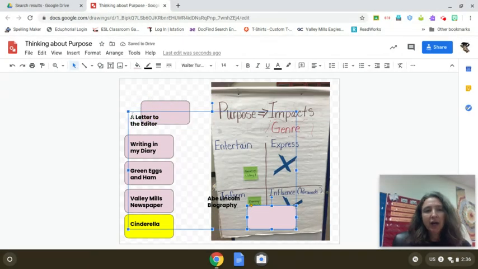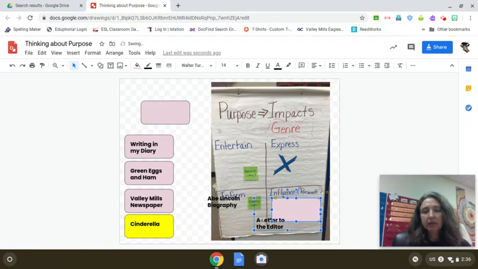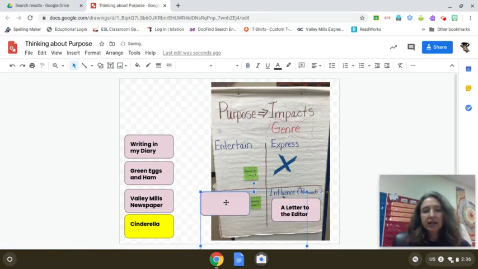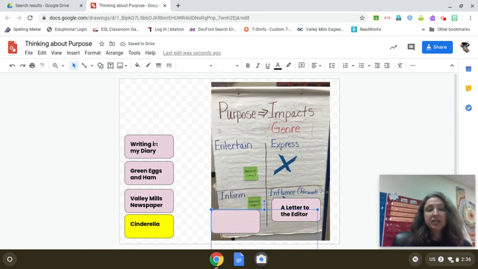All right, how about when you write in your diary? What would be your purpose when you're writing in your diary? What would that purpose be? You can think about it a little bit while I move these boxes around. All right, if you said that writing in your diary would be to express your feelings, you would be correct. So that would go over here.